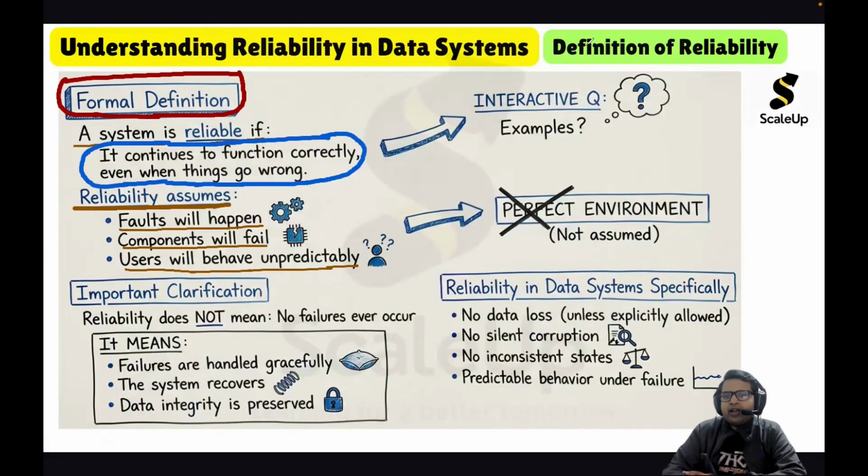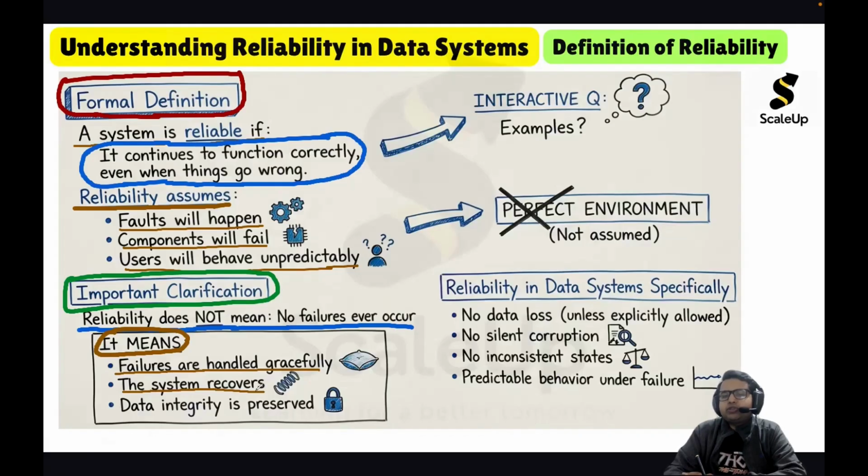Now, one very important clarification we have to discuss. Reliability does not mean no failures ever occur. What it truly means is that failures are handled gracefully. Reliability means handling failures gracefully, and the system recovers.